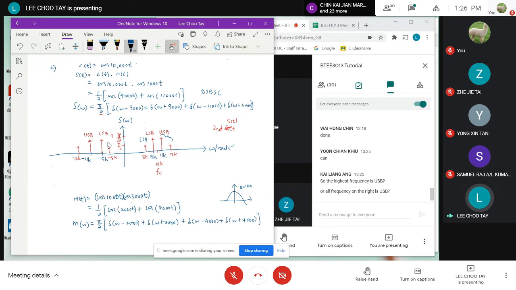So same thing here. This is your LSB as well, and this one is your USB. As I mentioned before, negative frequency doesn't mean that the value is smaller because it's more negative. Only the direction is opposite, that's all. So only consider the magnitude.